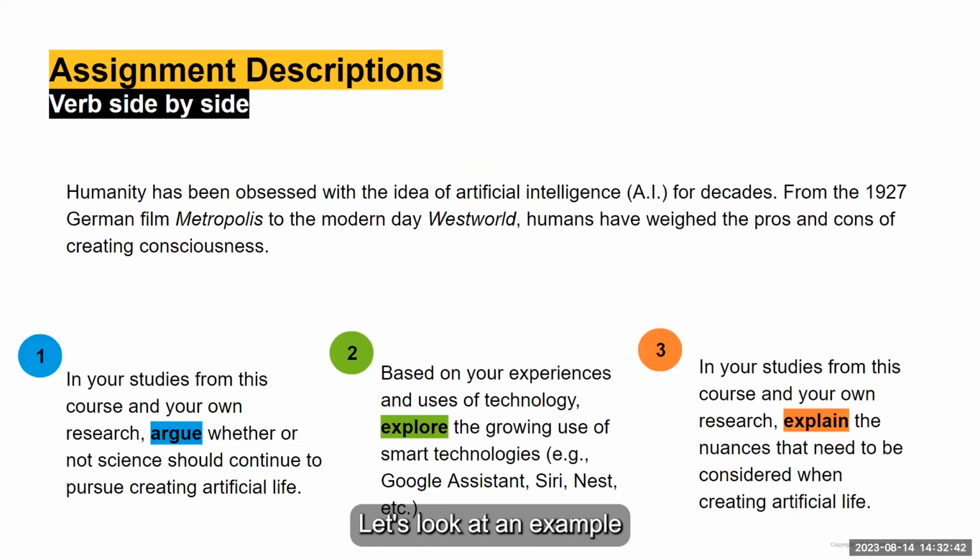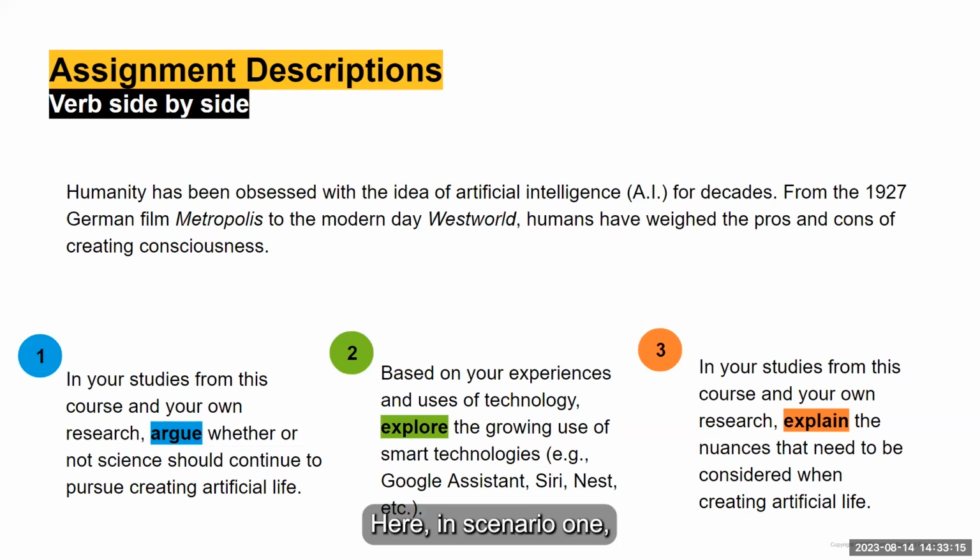Let's look at an example of how different verbs can change assignment descriptions. Here we have a prompt for an assignment, broken into two parts. The top section is the same for all examples we share. I'll read it now. Humanity has been obsessed with the idea of artificial intelligence, or AI, for decades. From the 1927 German film Metropolis to the modern-day Westworld, humans have weighed the pros and cons of creating consciousness.